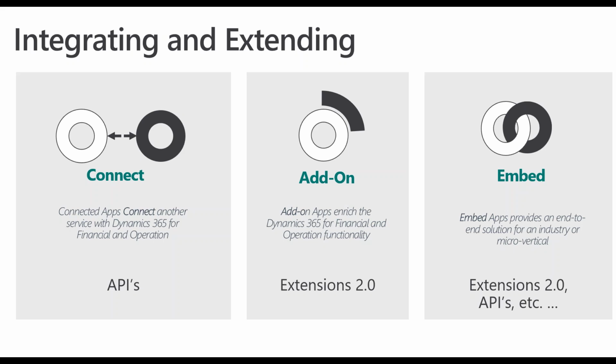And then we also have an embedded app. And basically an embedded app is an end-to-end solution for an industry or a micro vertical. So that basically means like LS Retail, they're an embedded app, so they're white labeled. They look like LS Retail, but the platform they're using is Business Central.